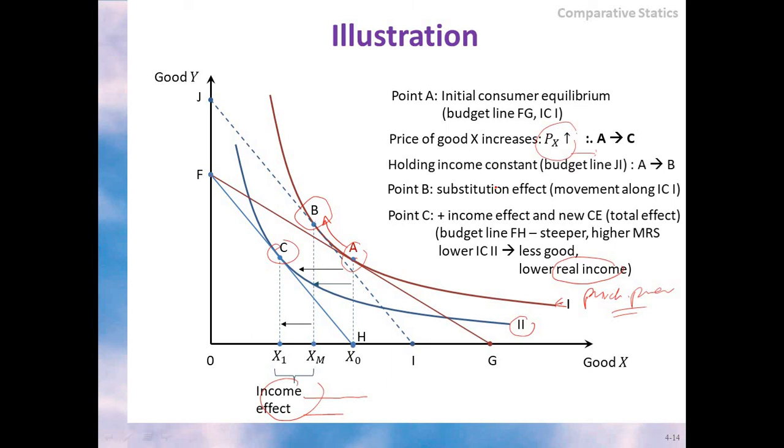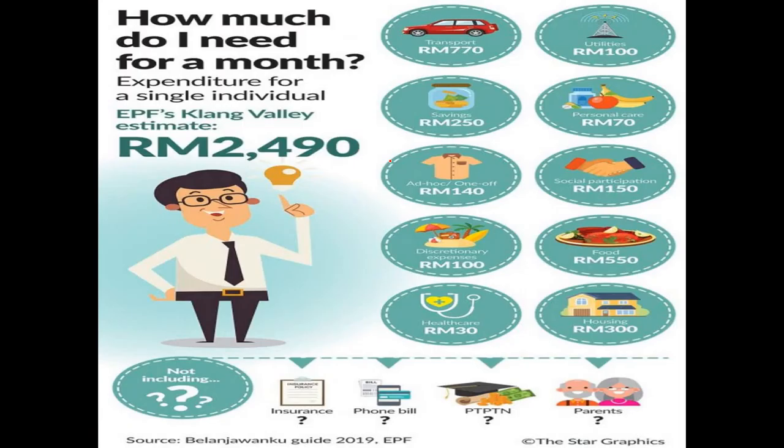A goes to C, with income constant. So this is the total effect as a whole. When you move from point A to C, you cannot be at point B, it should be at point C here.